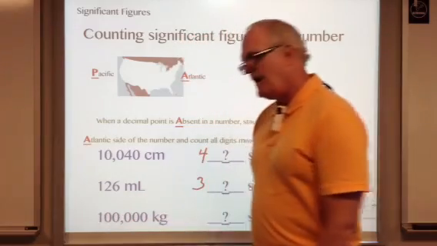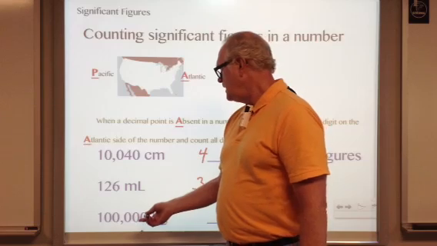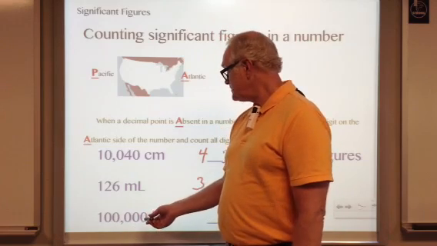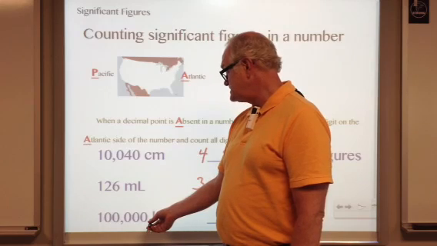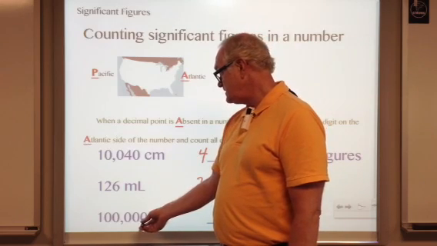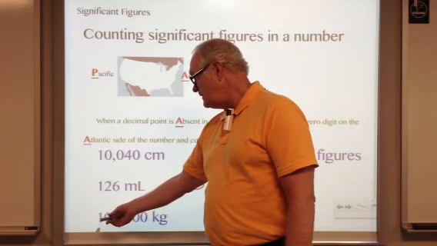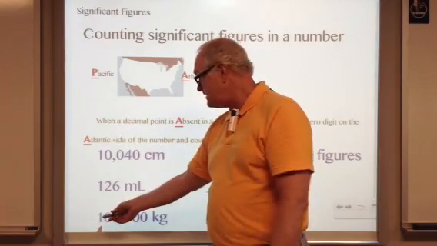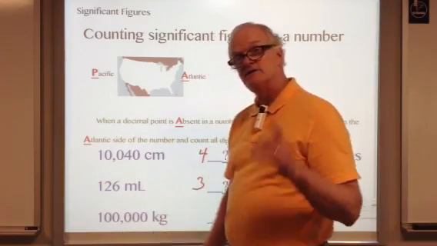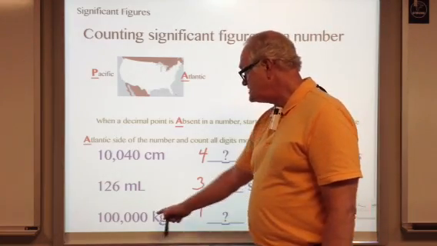There's another measurement down here, 100,000 kilograms. No decimal point in that measurement. We're going to go to the Atlantic side, that's this side. We're going to look for a non-zero digit. We have to look a little bit. We have to go all the way over here until we find the 1. Now remember, we're going to count the 1 and all the other digits as we move to the left, but there aren't any others, so there's only 1 significant figure in this number.